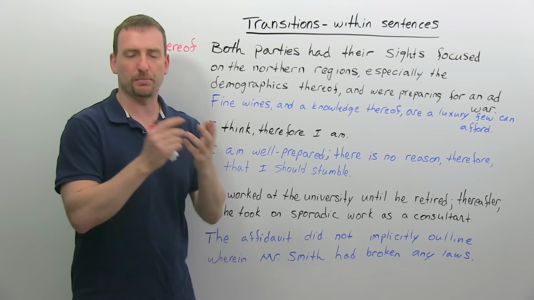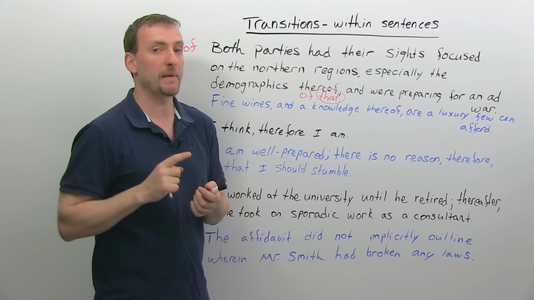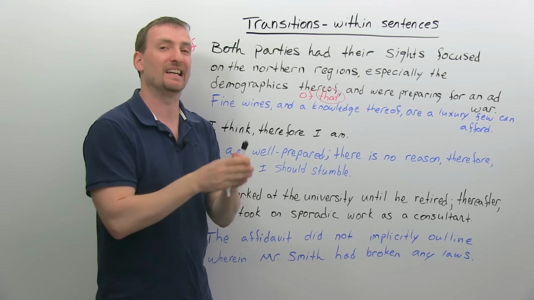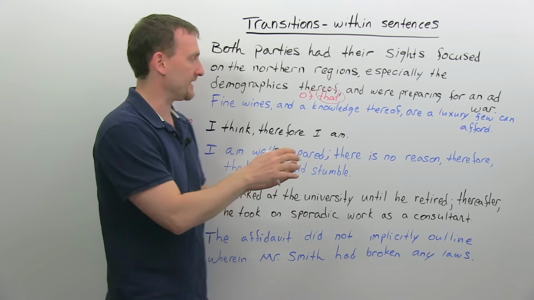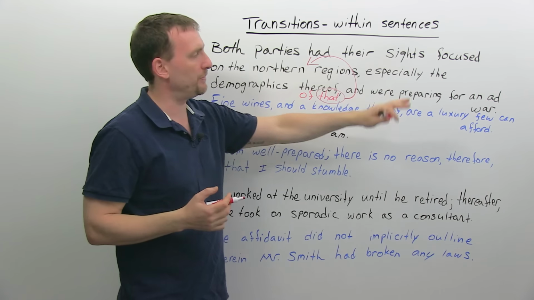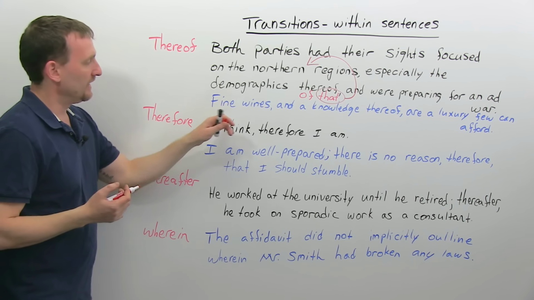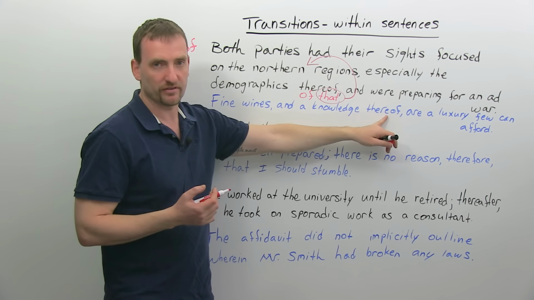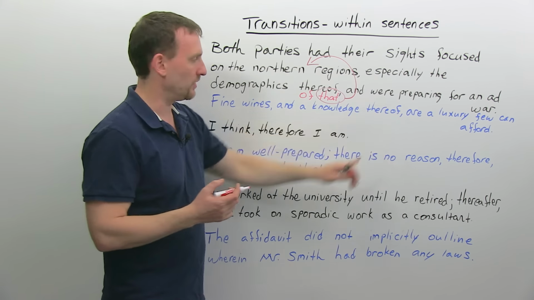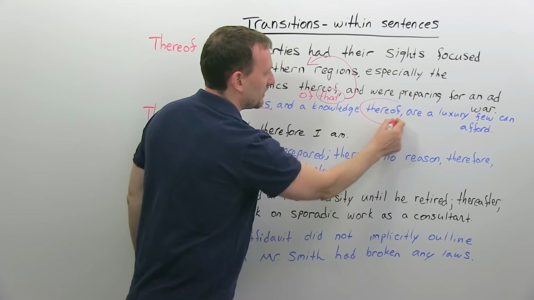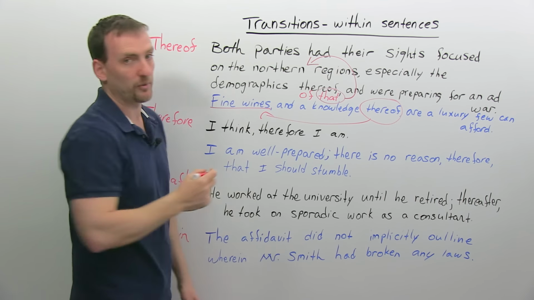So we have the of that. Now the key is to realize what that is. Remember that when we use that as a demonstrative pronoun, we're always pointing to something that has already been mentioned, and it's very important that it should be very clear what has been mentioned. The demographics of the northern regions, as already mentioned, and we're preparing for an ad war. Okay? Fine wines and a knowledge thereof are a luxury few can afford. So fine wines and a knowledge thereof. Knowledge of fine wines. Okay?